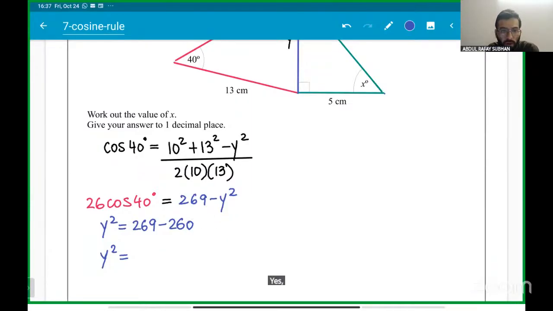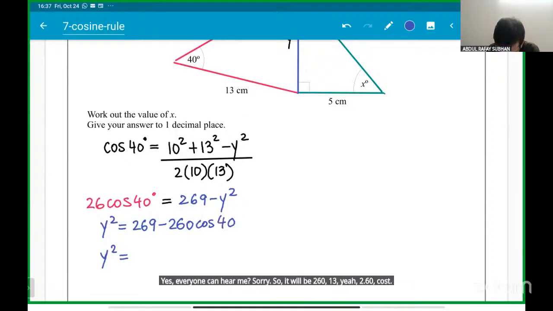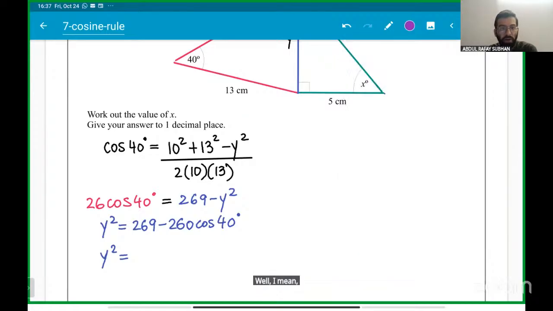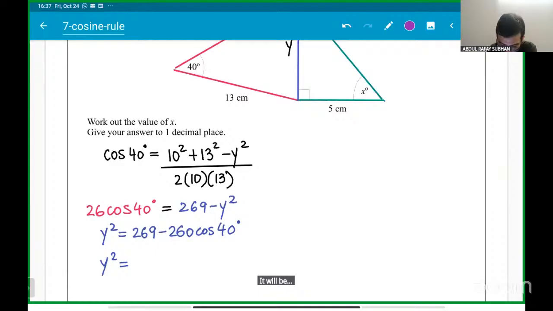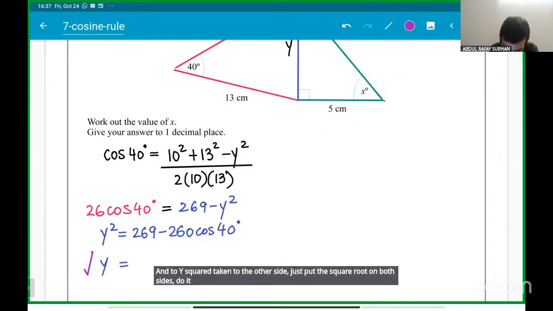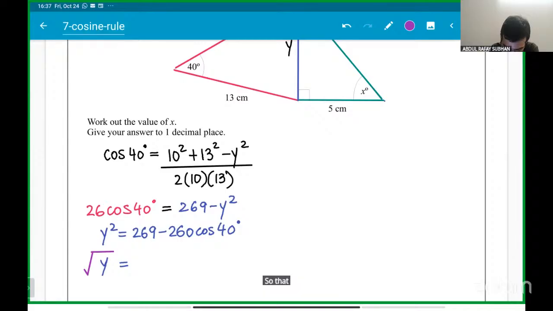Yes, everyone can hear me. Sorry, so it will be 260 times 13, it's a calculation error, right? Okay. It will be 269 minus 260 cos 40. I brought 260 cos 40 to the right hand side and y square taken to the other side. Just put the square root on both sides, do it in one go in the calculator, so that the square can cancel out. So I'll put the square root on both sides to get the value of y.